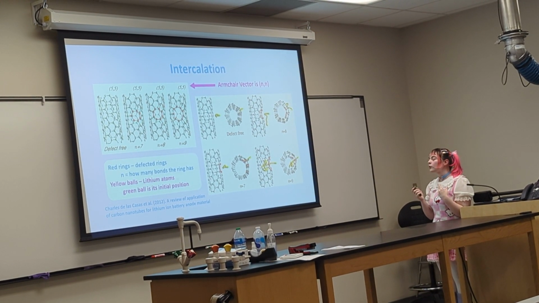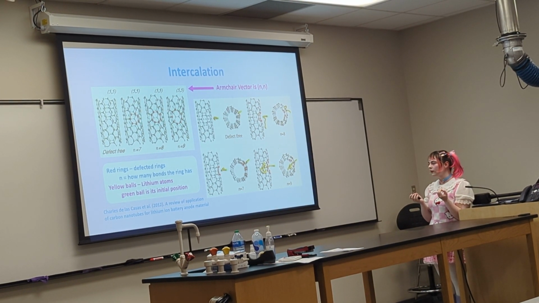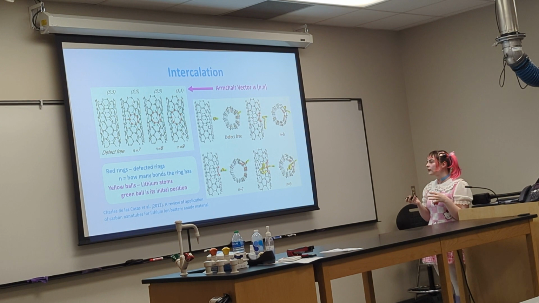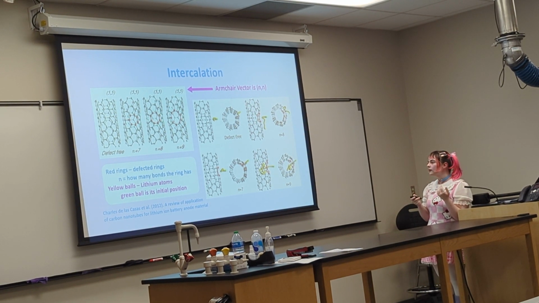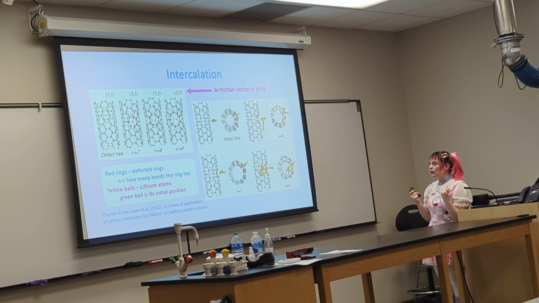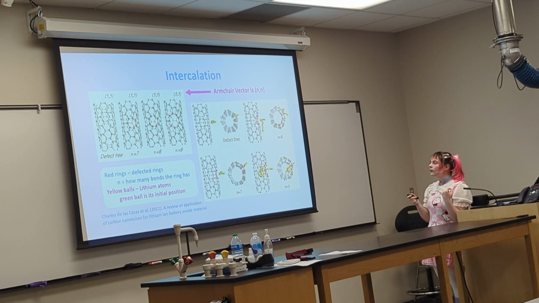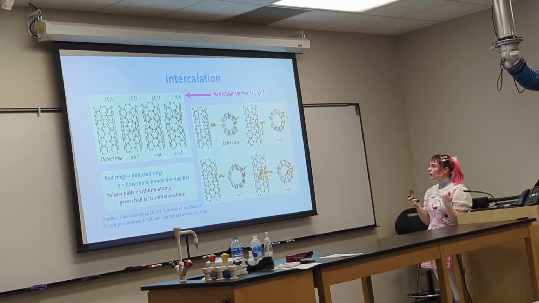So the purpose of the anode is to hold on to the lithium ions, and one of the ways that it can do that is through intercalation. These red rings represent a defect of n amount of bonds, and this yellow worm-looking thing is actually the path that a lithium ion would take, where it begins at green and travels through yellow.